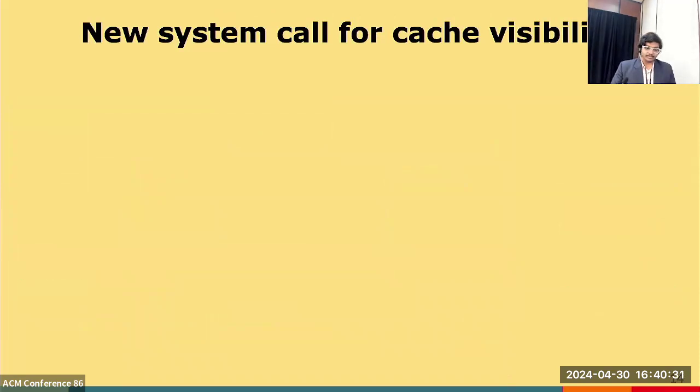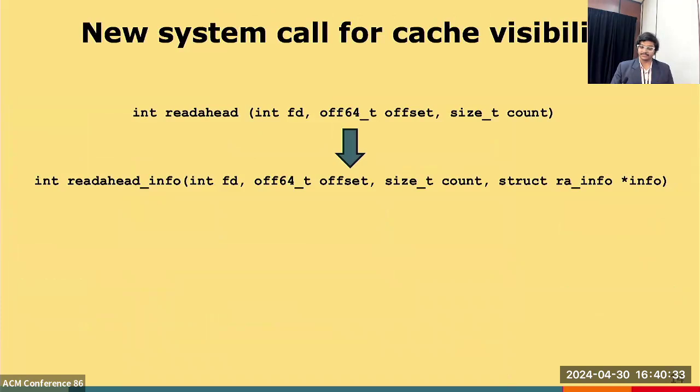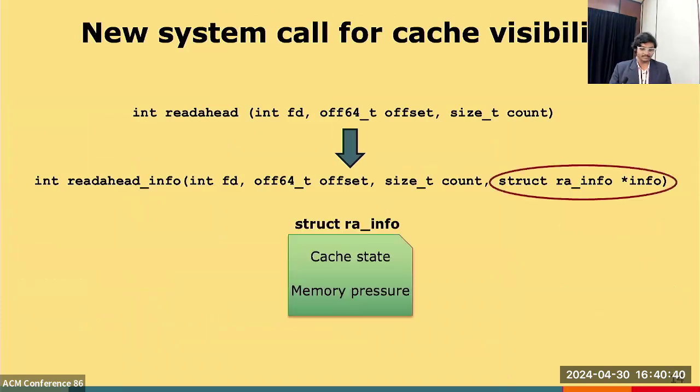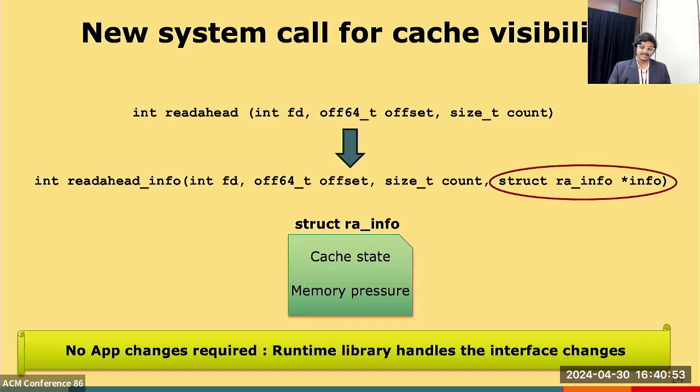To provide cache visibility, we implement a new system call called readahead_info, which is very similar to the readahead system call, with one key difference. In addition to giving prefetch advice to the OS, it also gets the current file cache state and the current system memory pressure from the operating system. Again, no application change is required. Applications are free to change themselves, but they don't need to, because all the changes to the system call are handled transparently by the runtime library.